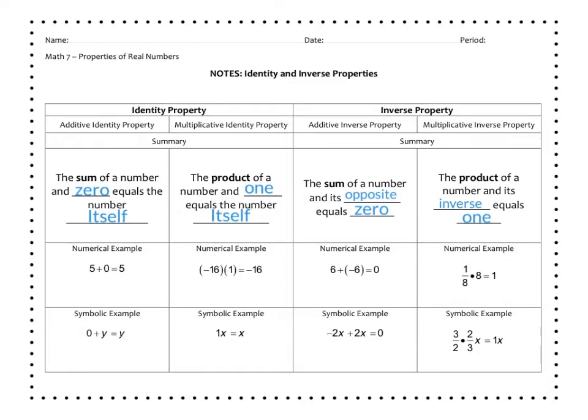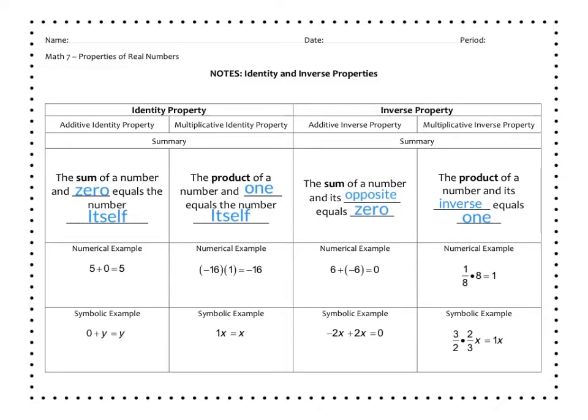The inverse property is when we multiply the inverses together, and it's going to give us 1. Our numerical example is 1 over 8 times 8, which is 8 over 1, and that equals 1. Our symbolic example is 2/3 x. We multiply that by its inverse, so the opposite of 2 over 3 is 3 over 2. They cancel out and give us 1x. That brings us to the end of going over the properties.